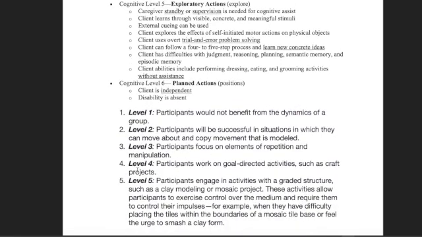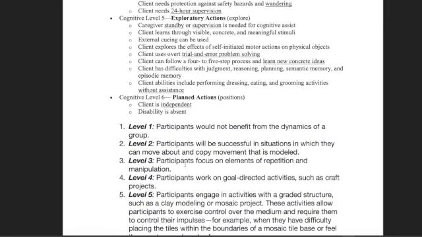Remember, level 4, they can start to do like a group craft. Level 5, they can do a more structured group craft. And then level 3, it's just going to be more of a repetitive manipulation type thing.